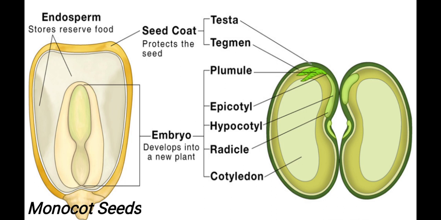cotyledon are known as monocot seeds. Example: rice, wheat, maize, sugarcane, banana, onion, bamboo, grass, palm, etc. Dicot seeds, the seeds having two cotyledons. Example: gram, pea, groundnut, pulses, sunflower, apple, potato, banyan, papaya, mustard, china rose, etc.